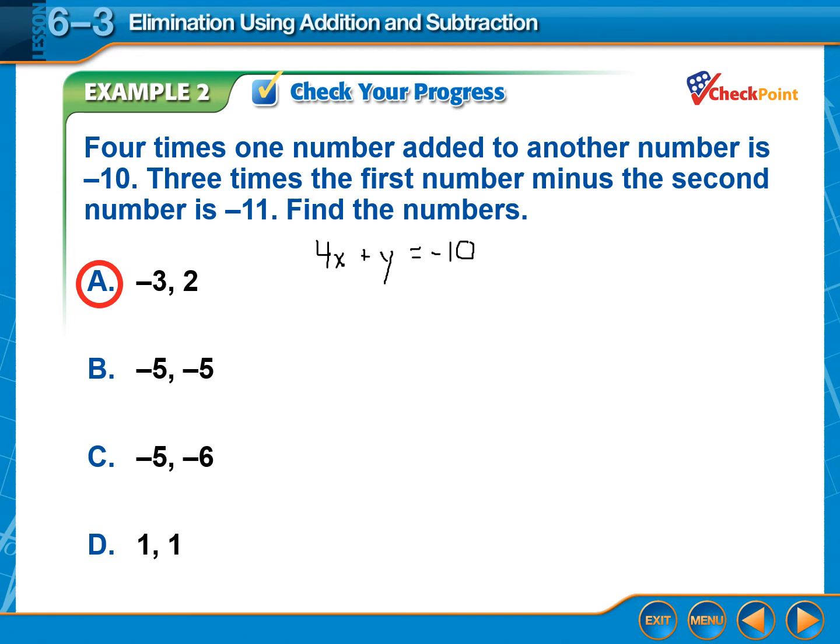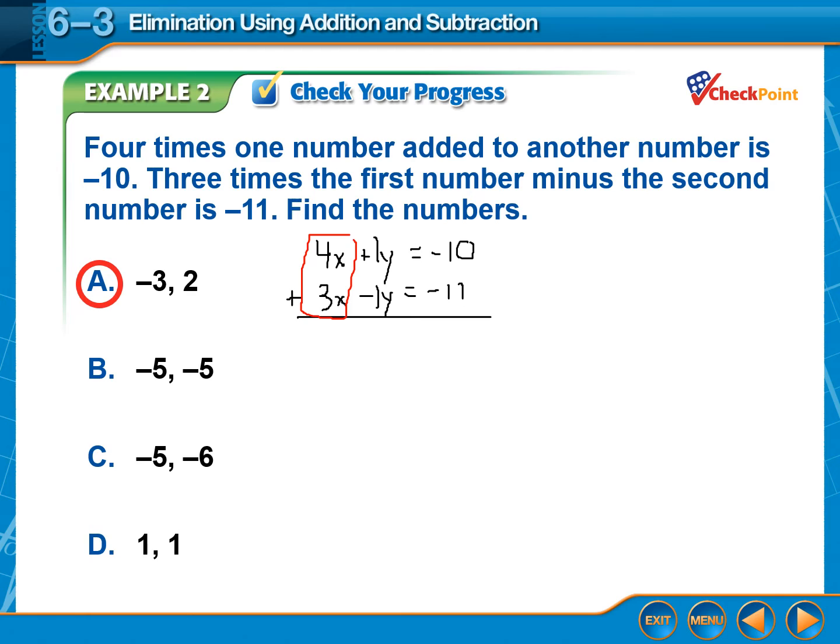Then our second situation is that 3 times the first number, which we call x. So 3 times x minus the second number, so now we're taking away y, is going to be equal to negative 11. And so we've got this system of equations here, and since the coefficient for the first equation is positive 1y, and in the second equation it's negative 1y, since those are inverses, I can add these two equations together to cancel them out.